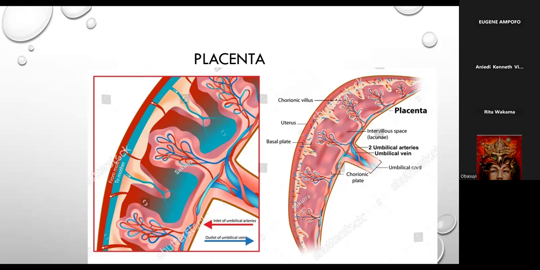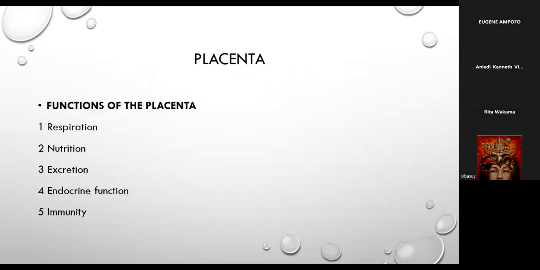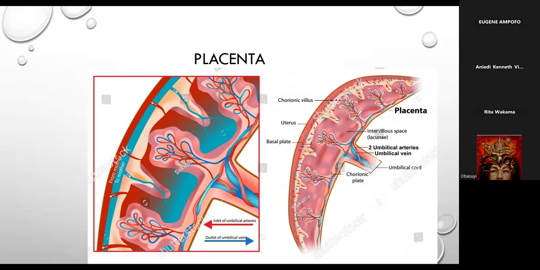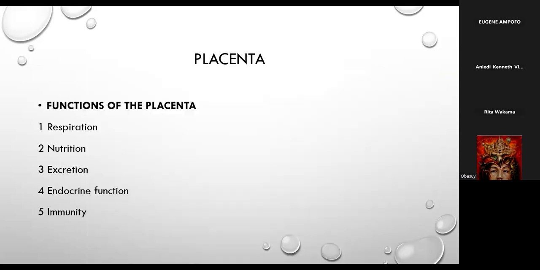The umbilical cord is a cylindrical structure measuring about 50 to 60 centimeters in length, also a temporary structure that houses the umbilical vein and the umbilical artery. The functions of the placenta include respiration. The umbilical artery takes deoxygenated fetal blood back to the placenta, which is exchanged with oxygen from the maternal blood, and nutrients as well. It also excretes creatinine, urea, and other waste.